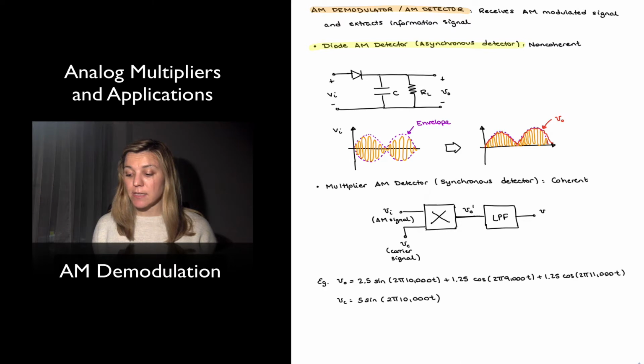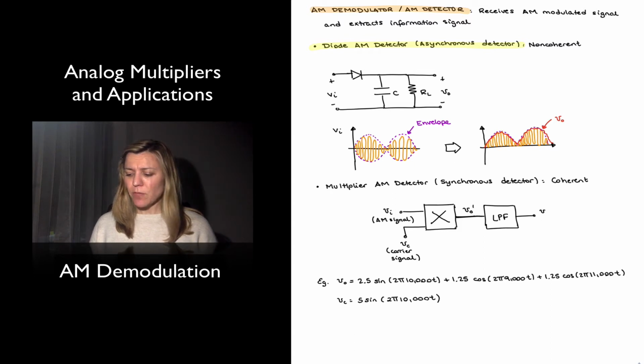And so the idea is that the input signal arrives. It is an AM modulated signal, and so it has the high frequency of the carrier signal, and it is modulated in amplitude via the information signal. And so the envelope of that AM modulated signal is what contains the information signal. And so we want to be able to extract that envelope.